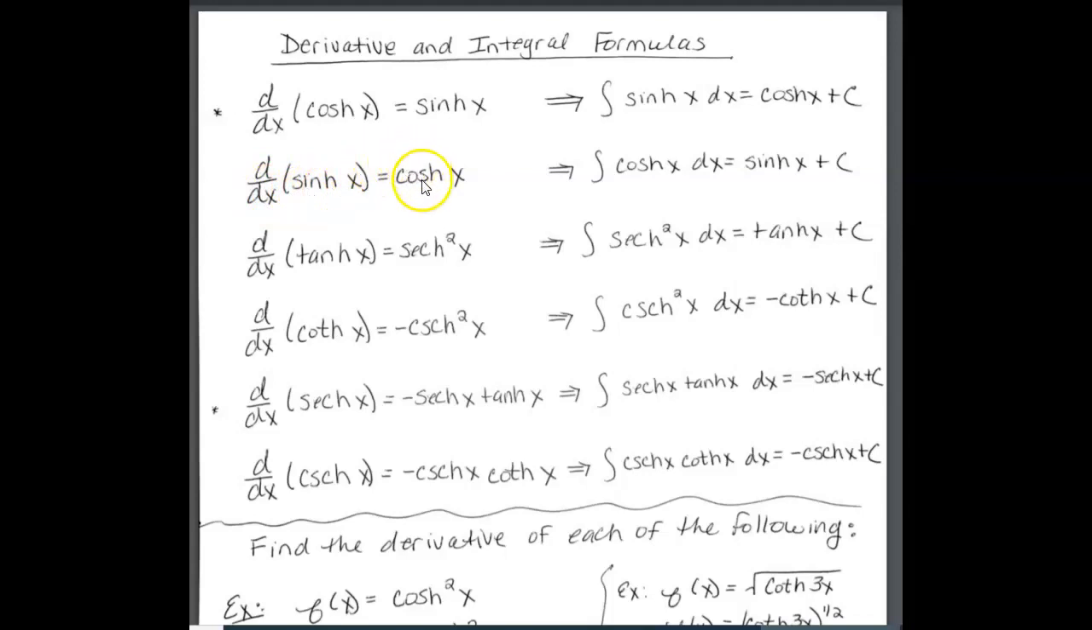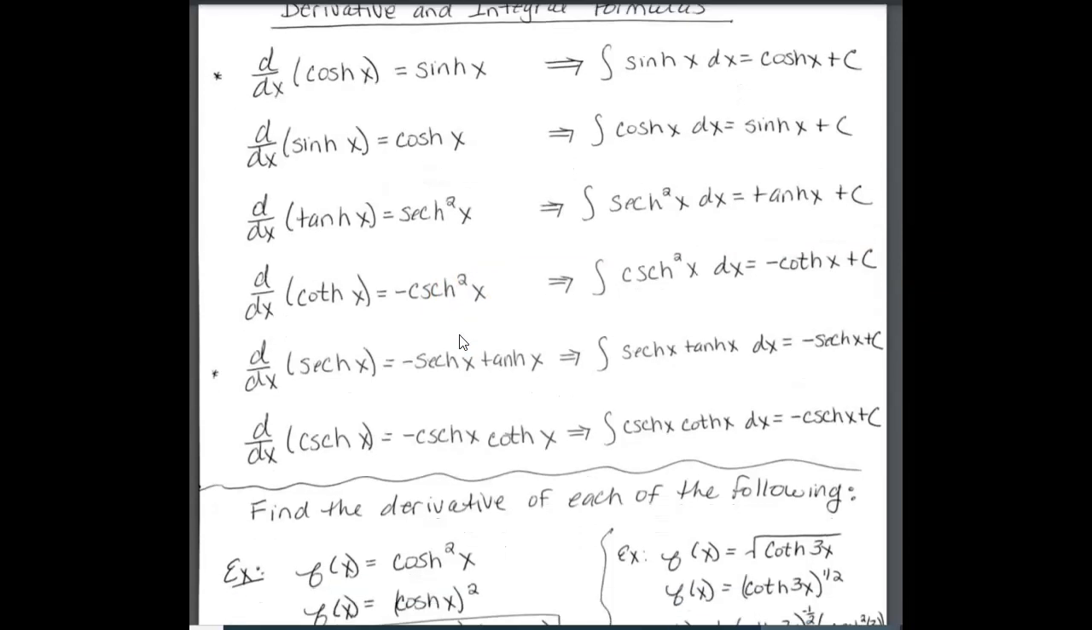Derivative of sine is cosine for hyperbolics, just like for regular. Derivative of hyperbolic tangent is hyperbolic secant squared, again, exactly like the rule for the regular trig function. Hyperbolic cotangent is negative cosecant squared of the hyperbolic. It's exactly the same as regular cotangent. Hyperbolic secant of x is negative hyperbolic secant of x, hyperbolic tangent of x.